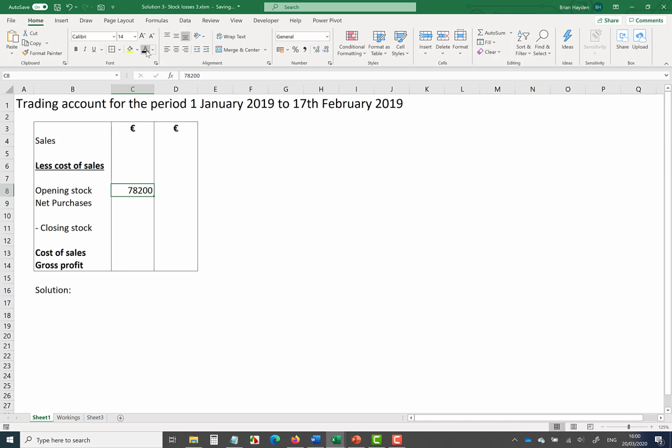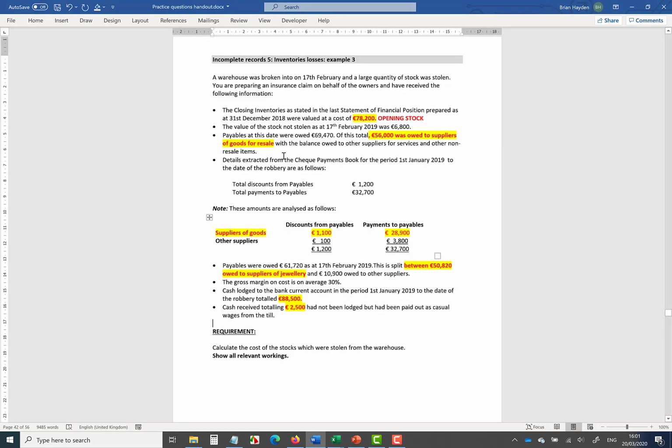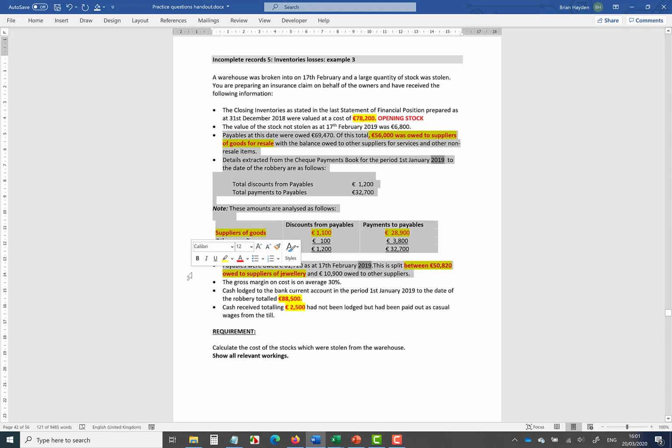Okay, so that's straightforward enough. Then the next piece of information, there's a series of items here about suppliers. So I'm going to do up a creditors control account, okay, suppliers control account, which is basically showing the total invoices we received from suppliers and the total payments and discounts that we made to them. So we can do a calculation, do a creditors control account for that.